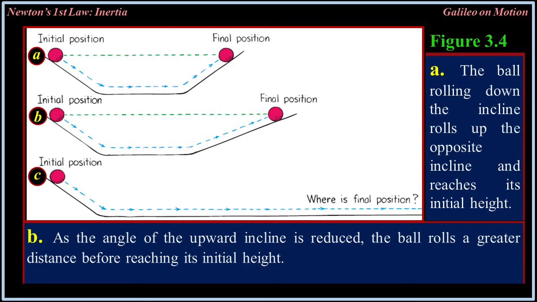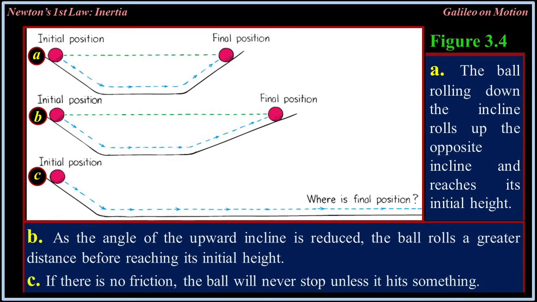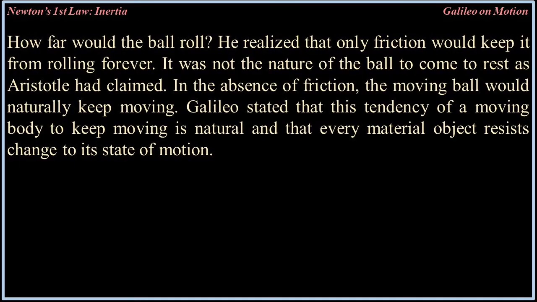B, as the angle of upward incline is reduced, the ball rolls a greater distance before reaching the initial height. So there's a relationship here later on with potential energy that we will see in later chapters. C, if there is no friction, the ball will never stop unless it hits something or is somehow controlled by some external force. Remember, friction is an external force, but there is no friction. How far would the ball roll? He realized that only friction would keep it from rolling forever.